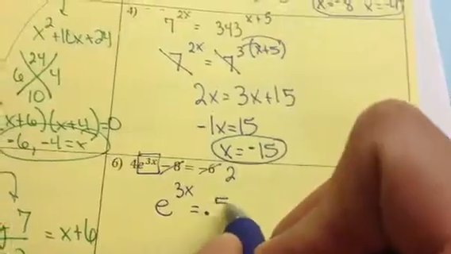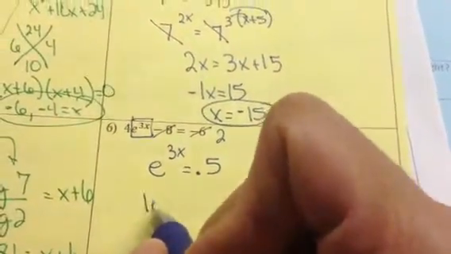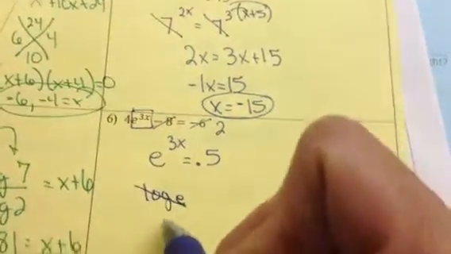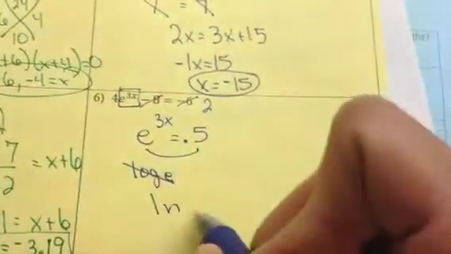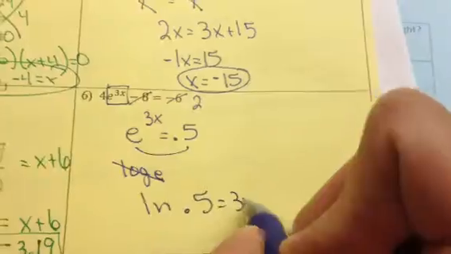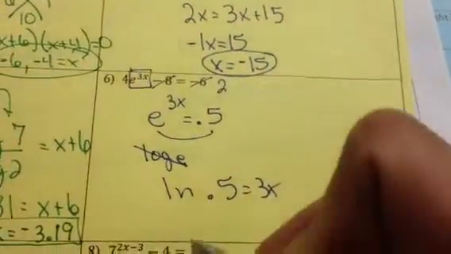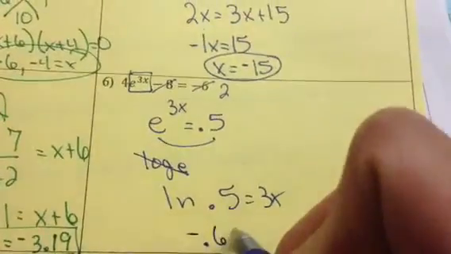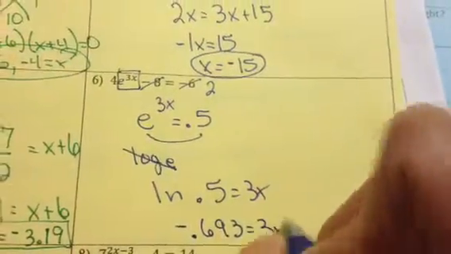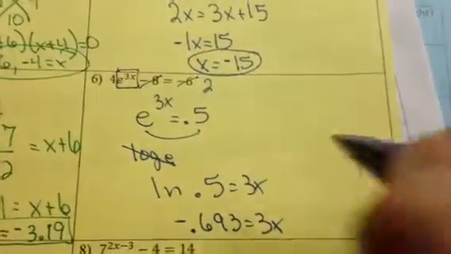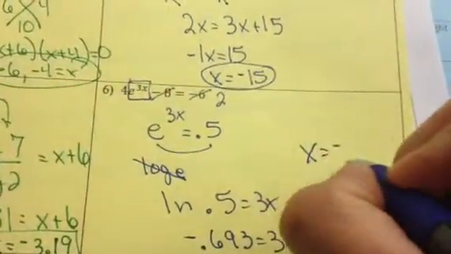And I'll just write that as a decimal. And now I'm ready to loop. It loops into a log. So log e, which again is just ln, of 0.5 equals 3x. And then I can go to my calculator and type in the natural log of a half, and I get this. I'm going to go 3 decimals. And now to get x by itself, I'm just going to divide by that 3, and when I'm done, here's my answer.